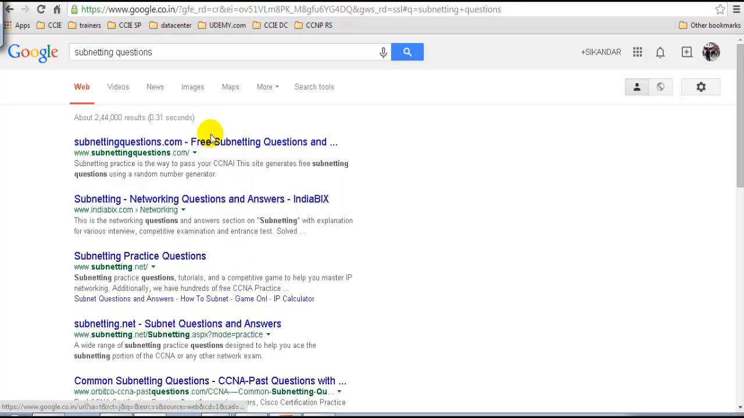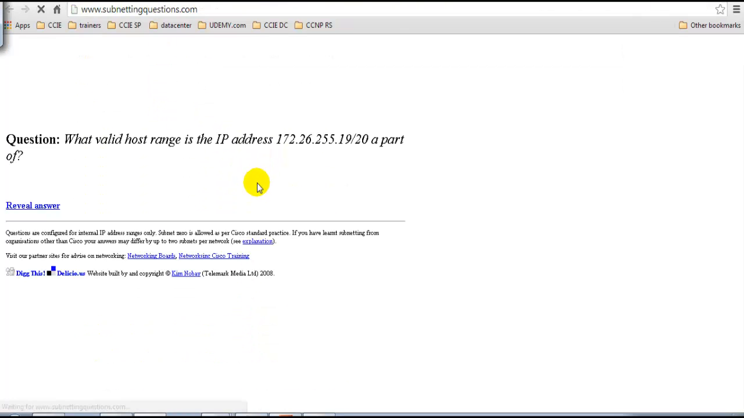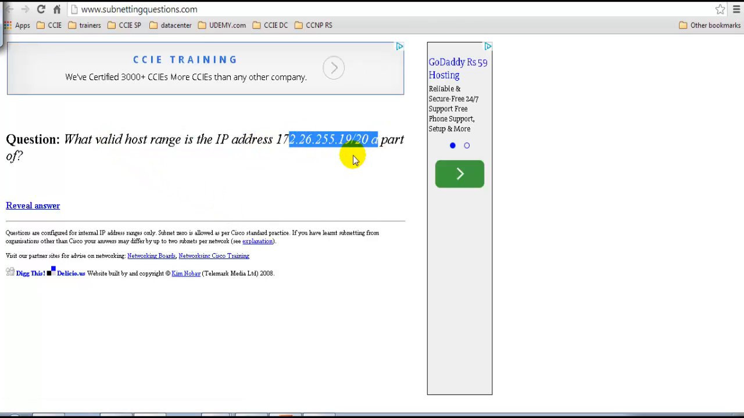Let's say if you go to this website, you'll find questions like: what is a valid host range, and what is the IP address range. To answer this, you should be very good. Now he's asking you what is the valid host range of the IP address. This one, he's asking you the range.